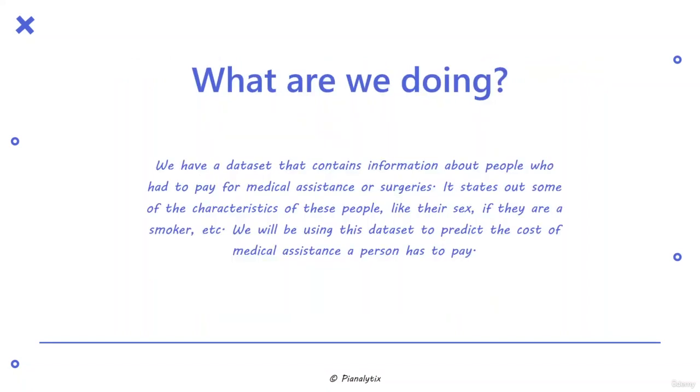So we have a data set that contains information about people who have to pay for medical assistance or surgeries. It also states some of the characteristics of these people, like their sex, if they are a smoker or not, maybe their BMI, and where they belong, etc. So we will be using this data set to predict the cost of medical assistance a person might have to pay.